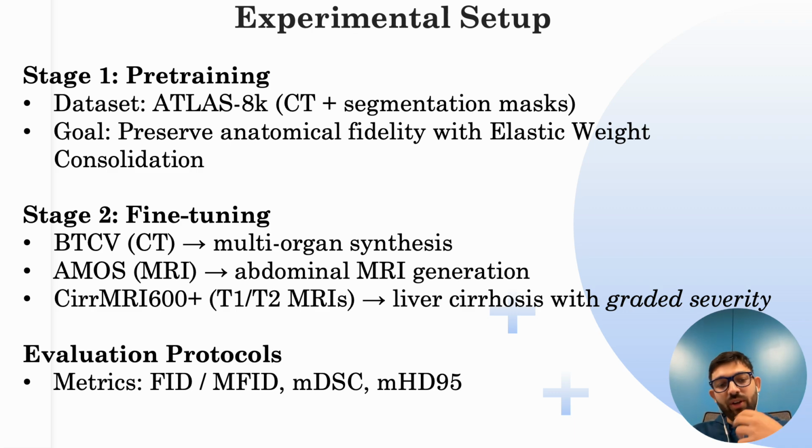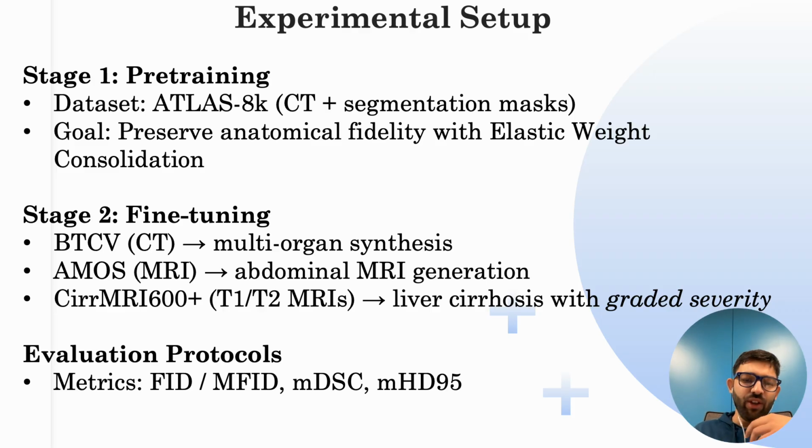Yeah, so now we are going to the experimental setup. These are the basic experimental setups we did. In stage 1, that is the pre-training, we use the Atlas 8K dataset, which is CT scans with segmentation masks. In stage 2, this is the fine-tuning, we did with the BTCV, basically the multi-organ synthetic dataset, AMOS, the MRI abdominal dataset, then SEER MRI 600 plus, T1, T2 MRIs, liver cirrhosis with graded severity. And for evaluation protocols, we are using FID, then MDICE and MHD95 for the specific segments to get the segmentation improvement.